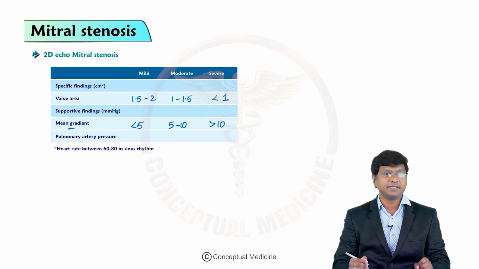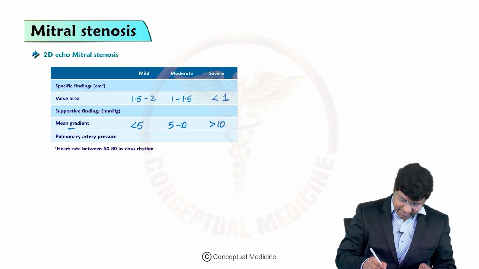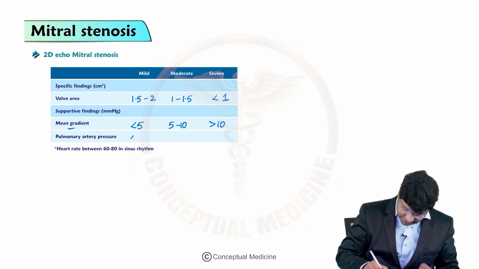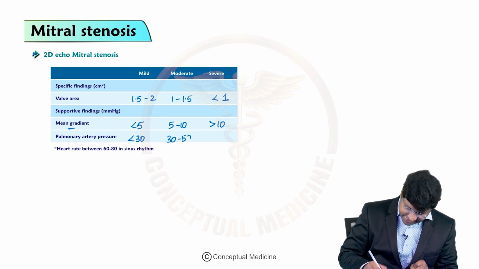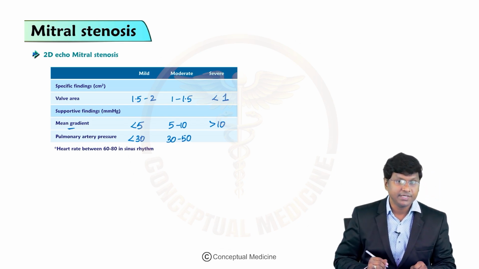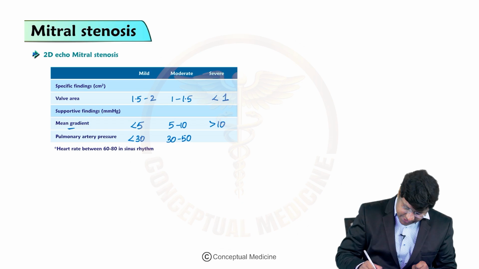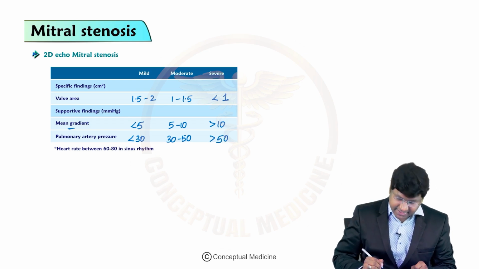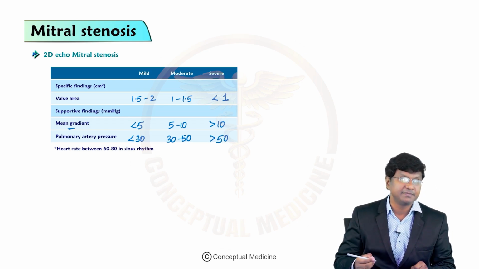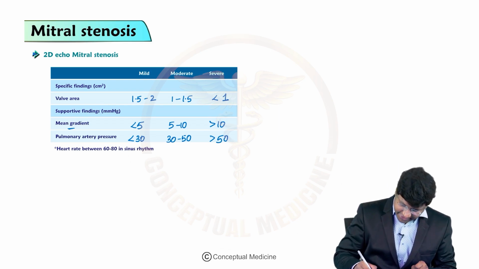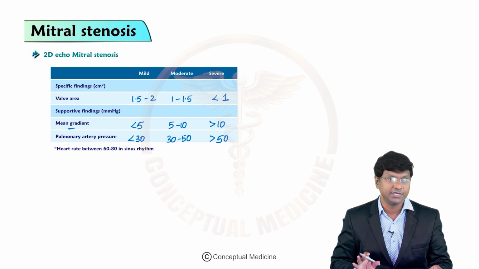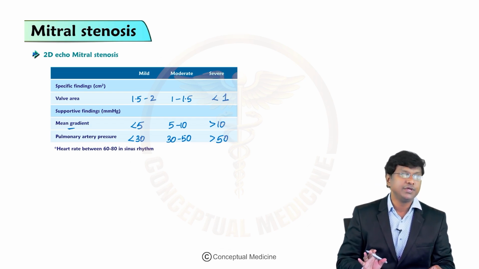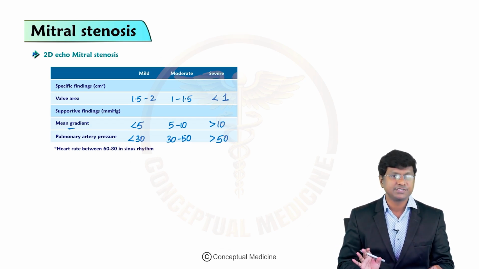Whereas if you observe the pulmonary artery pressure, in mild mitral stenosis, the pulmonary artery pressure will be less than 30 millimeters of mercury, whereas in moderate mitral stenosis, it is around 30 to 50 millimeters of mercury, and in severe pulmonary artery hypertension, it is more than 50 millimeters of mercury. So that will be the 2D echo finding in patients with mitral stenosis.